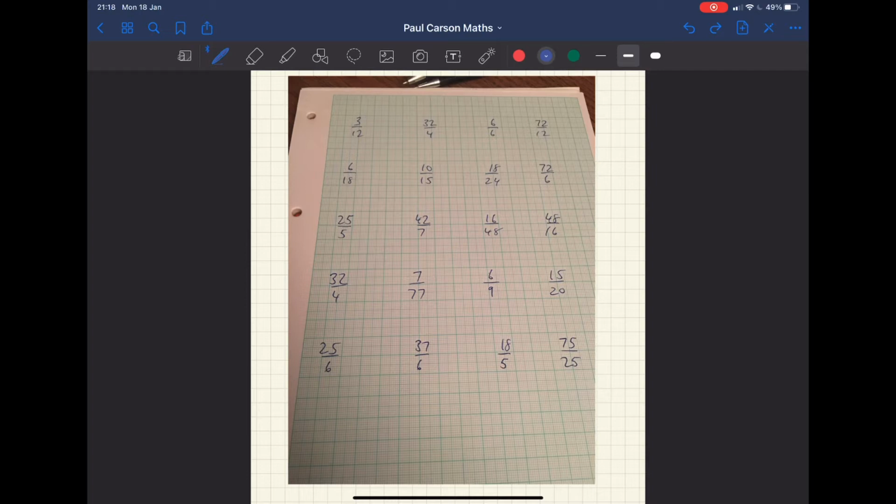Before we start, can you recall how many types of division there are? Yes, that's right, there are 3 types of division. And what are they? They are more than 1, equal to 1, and less than 1. So each of these divisions, and every division we ever come across, will have one of those 3 answers: more than 1, equal to 1, or less than 1.